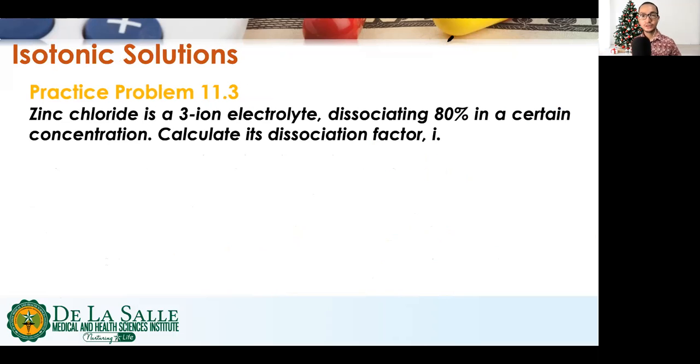So let's suppose that you have zinc chloride, which is a 3-ion electrolyte, dissociating 80% in a certain concentration. Calculate its dissociation factor, that is the value of I. So zinc chloride has this formula, ZnCl2.